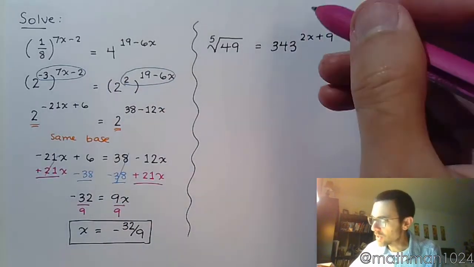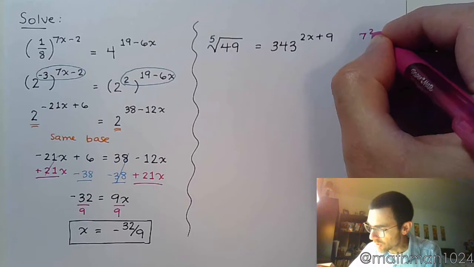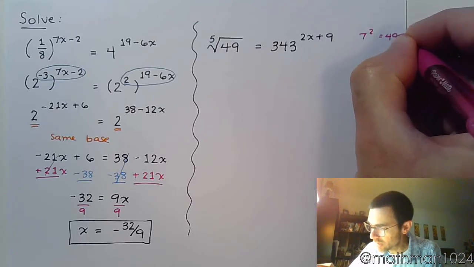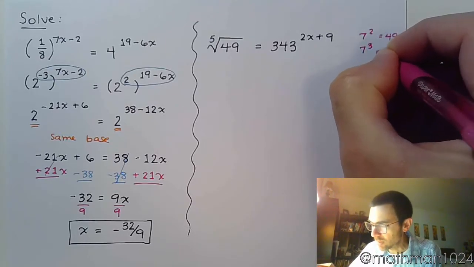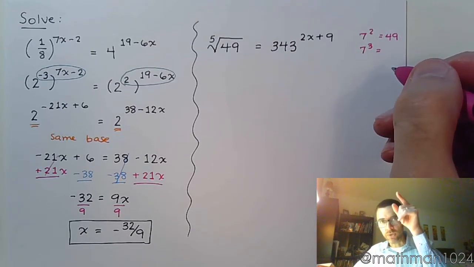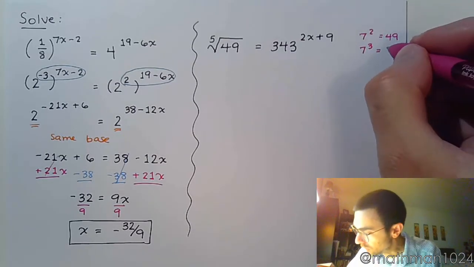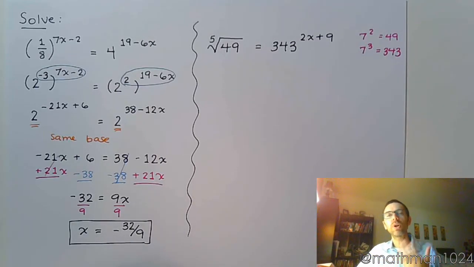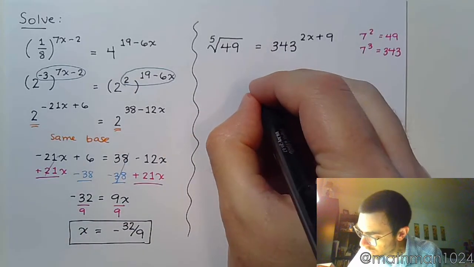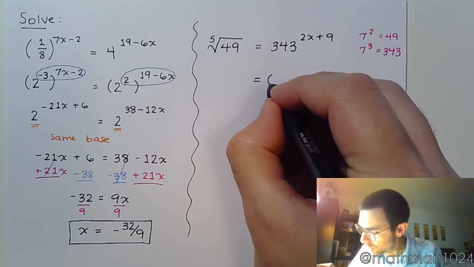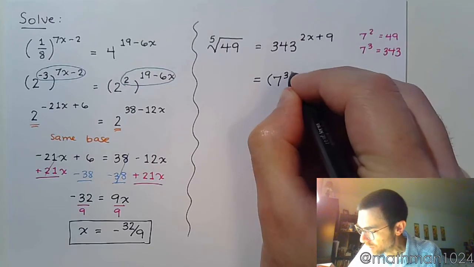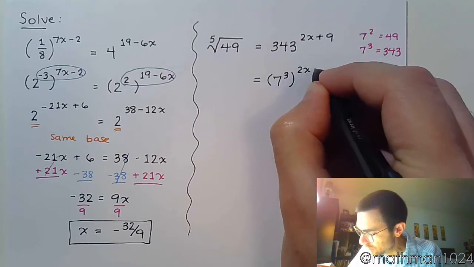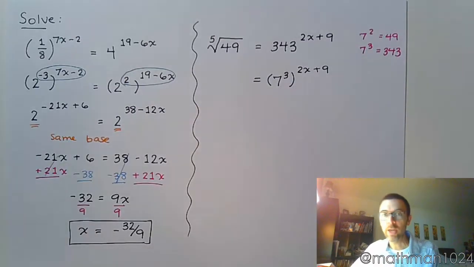And so maybe off to the side you just do a little reminder here. So 7 squared is 49. Well, what's 7 to the third? If you've got a power sheet, you can just go down that list of cubes and you'll find out that 7 to the third is 343, which works perfectly here for us. Now, the trick is how do we rewrite each of these? I feel like the right side is the easier guy to rewrite because 343 we just saw is 7 to the third, and then that's raised to the 2x plus 9 power, like that.